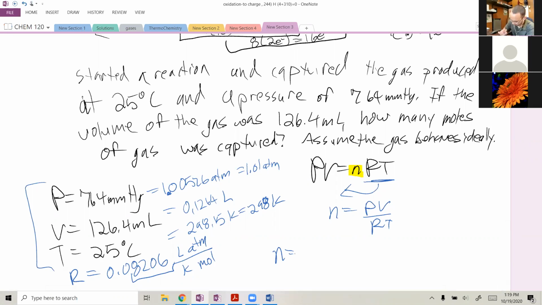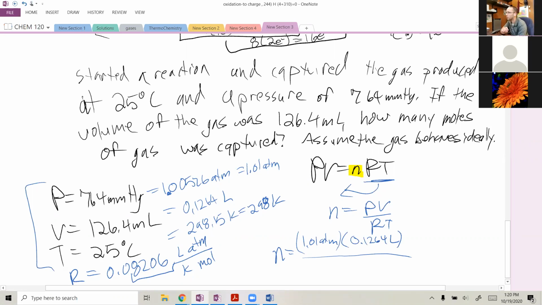So we have our pressure, 1.01 atmospheres. We have our volume, 0.1264 liters. And so make sure that you're dividing by 1,000, not multiplying by 1,000 when you're going from milliliters to liters. Otherwise, you're going to end up with too large of a number. This is 0.08206 liter atmospheres per K mole. And our temperature is 298 Kelvin.